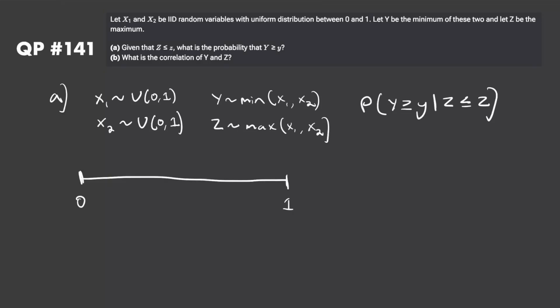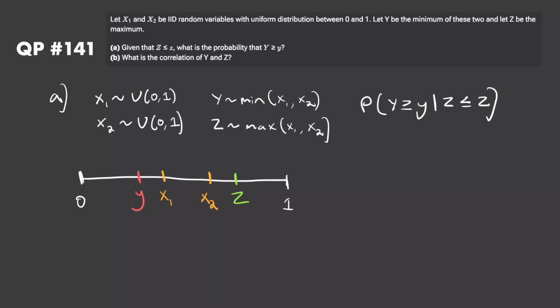So basically what we're saying here, if this is my number line between 0 and 1, and we fix some value of z, and we also fix some value of y between them, and we're given that the maximum of these two comes before this fixed value of z, that basically means that both of them come before this fixed value of z, because obviously if the maximum comes before the fixed value of z, then so will the minimum. So given that information, it's asking us what is the probability that our minimum between those two comes after this fixed value of y.